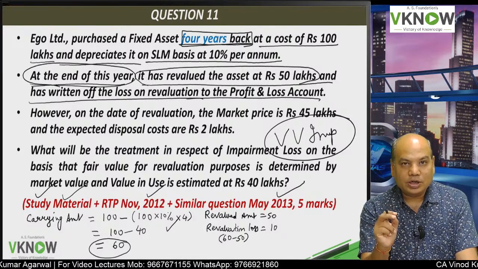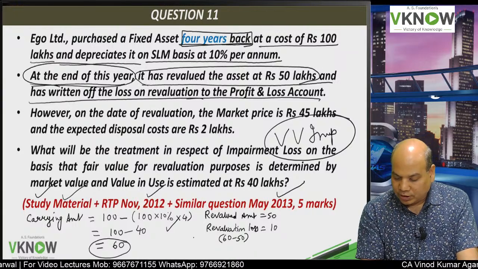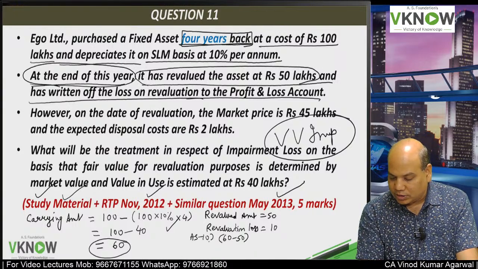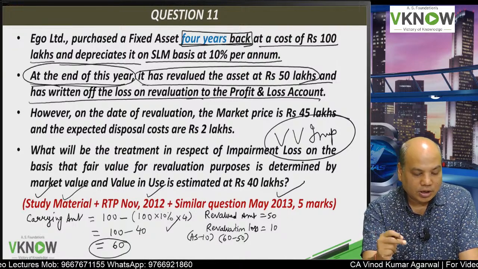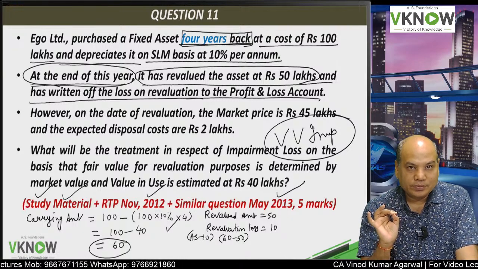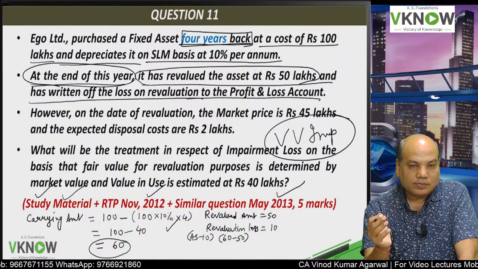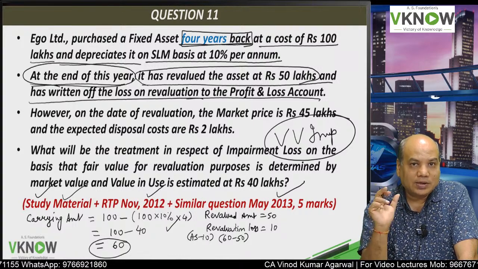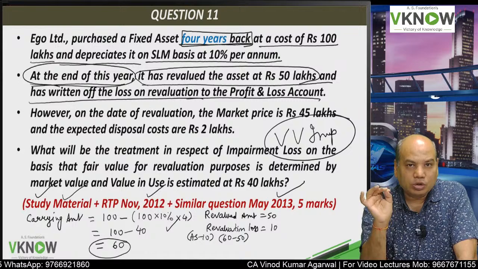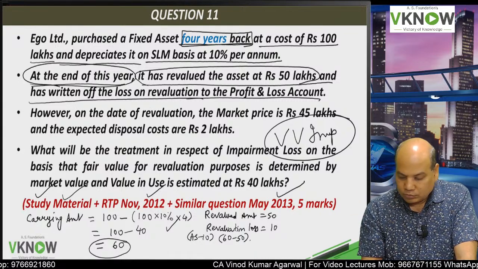Revaluation loss is calculated under AS 10. Please remember, revaluation loss is as per AS 10. Impairment loss is as per Accounting Standard 28. So if an asset is to be revalued, if it is a revalued asset, then you have to apply AS 10 first to check whether there is any loss due to revaluation. So you got 10 here.